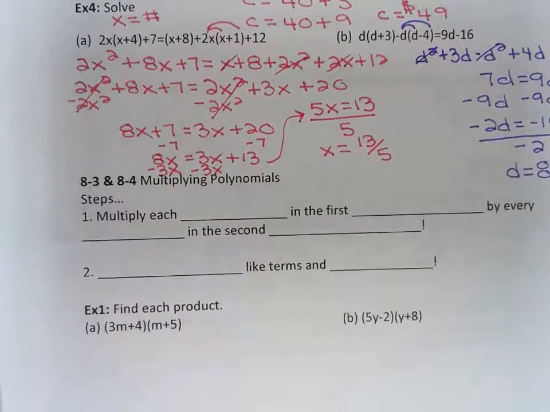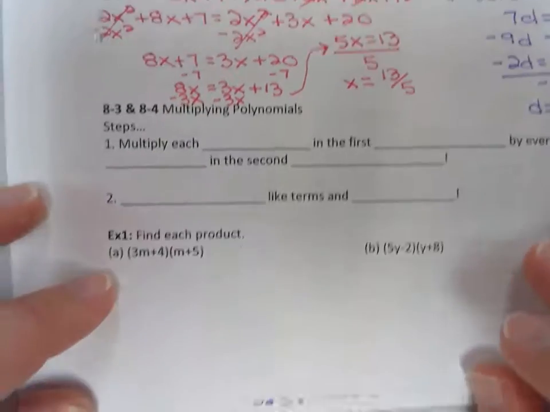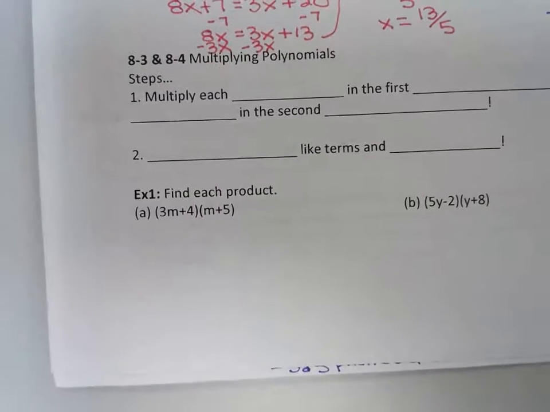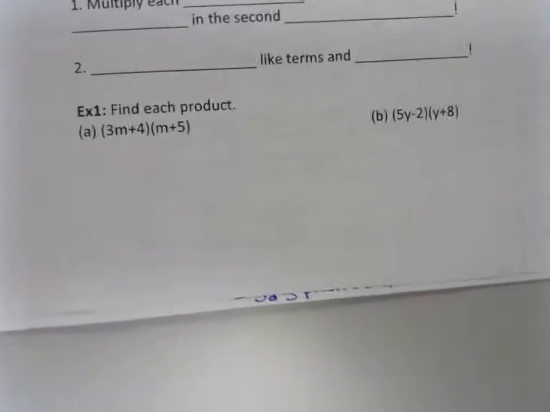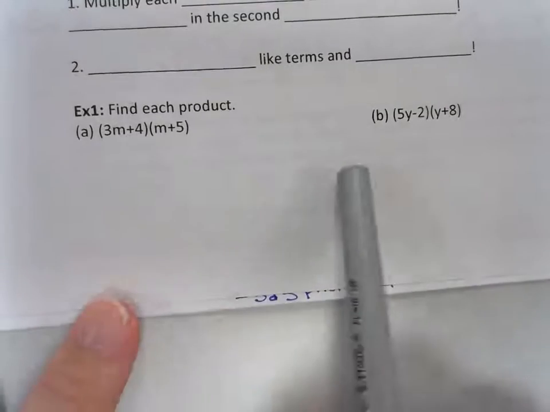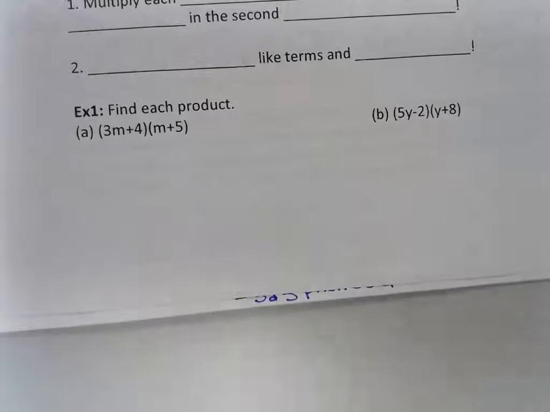So what we're looking at is we are multiplying polynomials. So let's look at these examples down here. We're not going to do them, but let's look at them. Look at example 1. What is different about those examples than what we did on Thursday? What's different about these two examples than what we did on Thursday for 8.2?